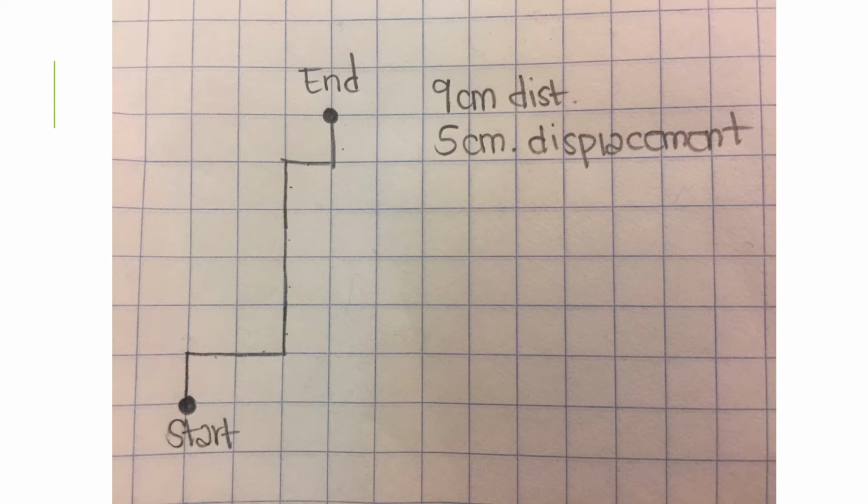So if I were counting this, let me get you a different color ink so you can actually see what I'm doing. I would say I went 1, 2, 3, 4, 5, 6, 7, 8, 9 would be my distance. But if I took a ruler and I did this, I would be able to get 5 centimeters as my displacement. So even though I meandered, my displacement would be shorter, and that's oftentimes the case.